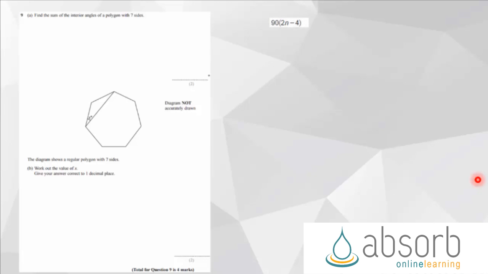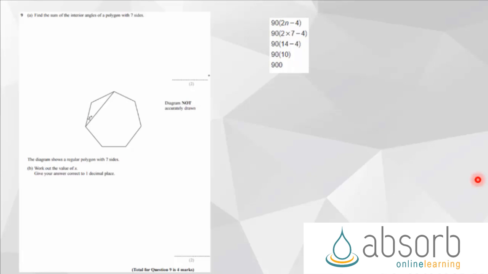Now there's a formula for that, and you should know this formula off by heart. So it's 90 times 2n minus 4, where n is the number of sides. So we just replace the n in this case with the value of 7, which is the polygon that we're asked about. So 2 times 7 gives us 14. Take away the 4 gives 10. And 10 times 90 gives us an answer of 900. So that's the first part of the question finished.